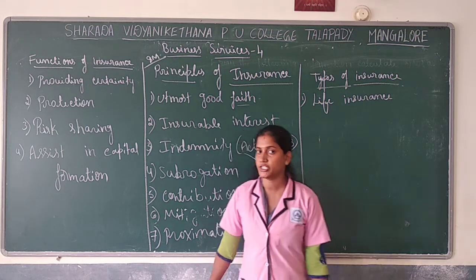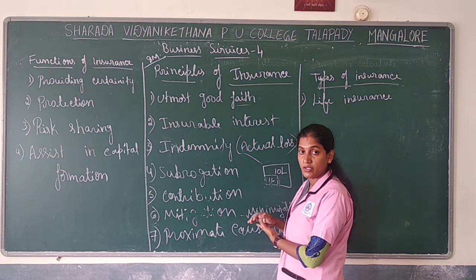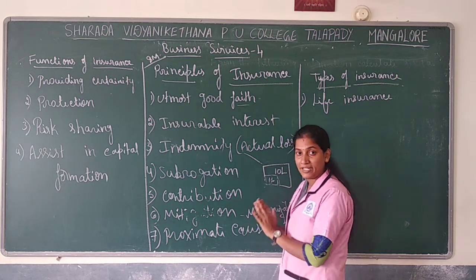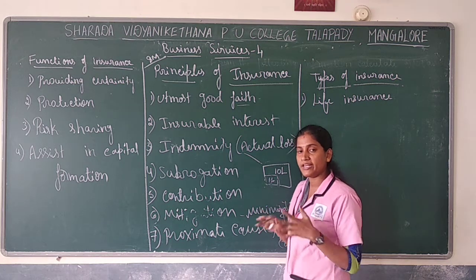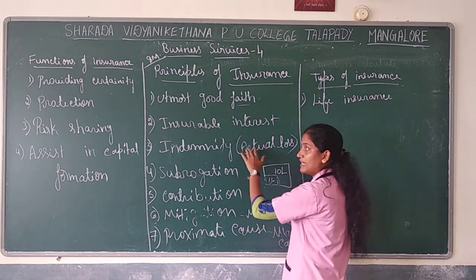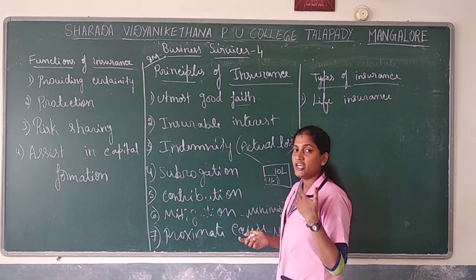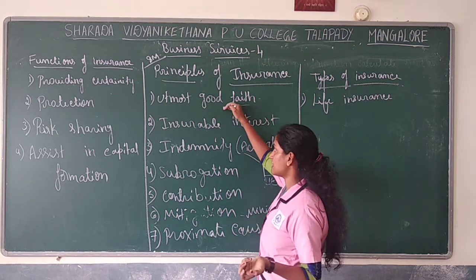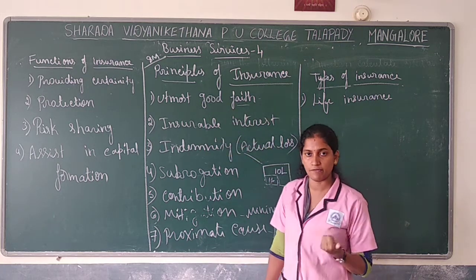Before types of insurance, these principles are applicable to all types of insurance, except for life insurance, students, because indemnity and subrogation cannot apply to life insurance. But utmost good faith and insurable interest can be covered for life insurance.